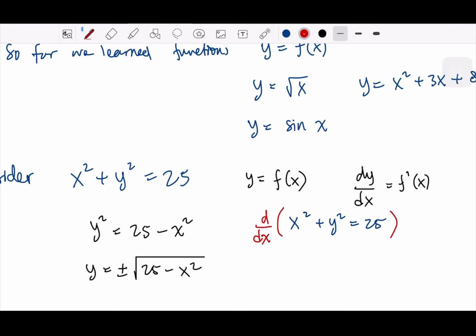Okay, so the idea is we treat the x squared as usual, differentiate with respect to x. So x squared becomes 2x. Okay, not a problem there.